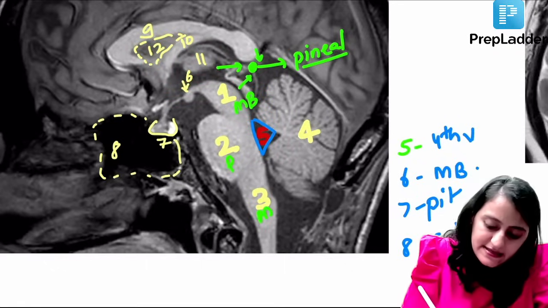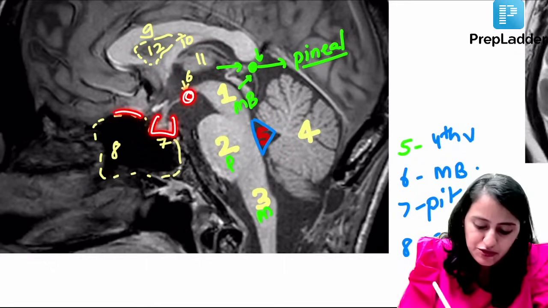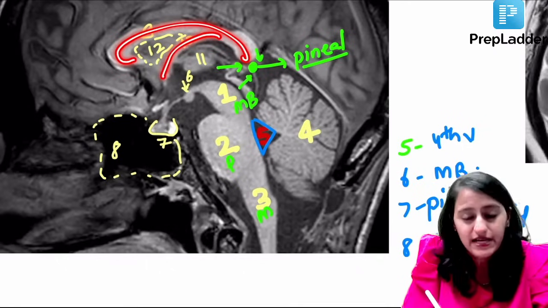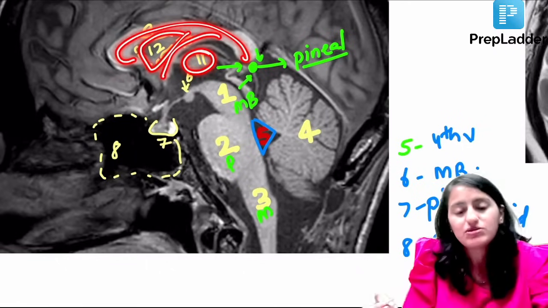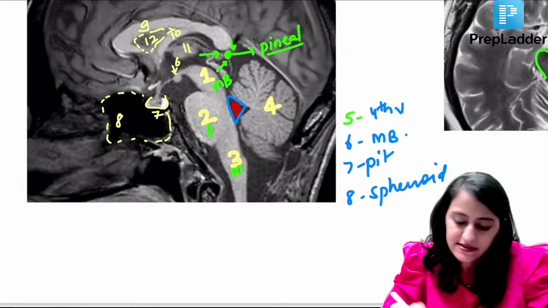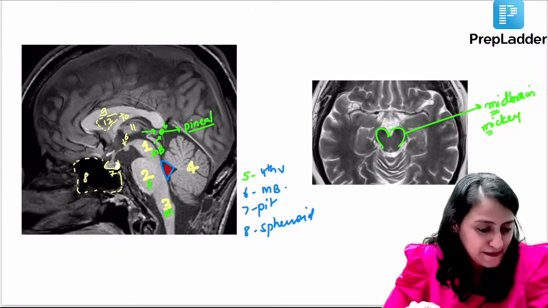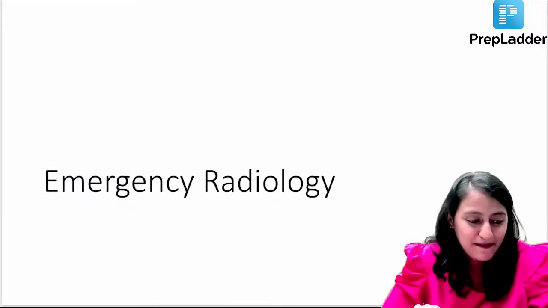Okay. Then this is the mammillary body. This is pituitary. This is sphenoid sinus. This is corpus callosum, fornix, thalamus, lateral ventricle. Okay, and this is where the pineal gland is going to be, posterior to the third ventricle. Right? Great.